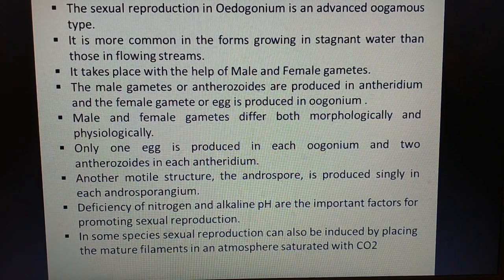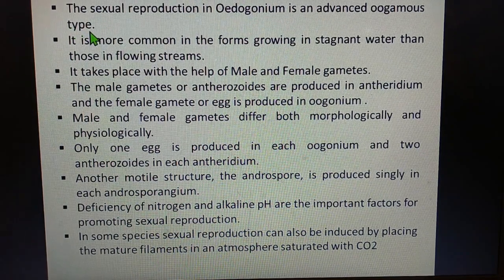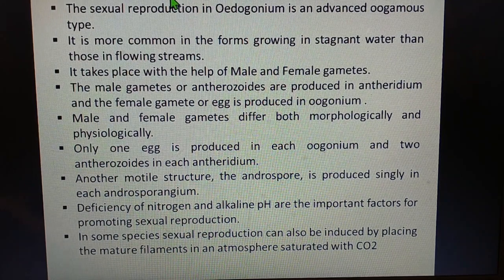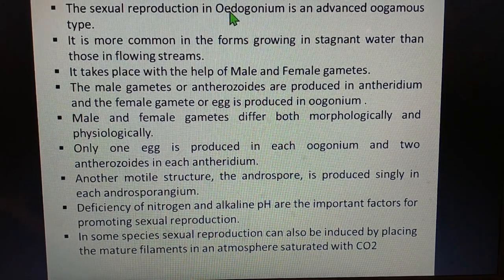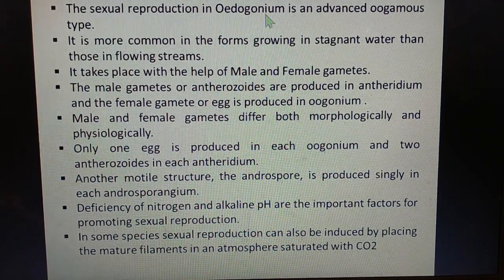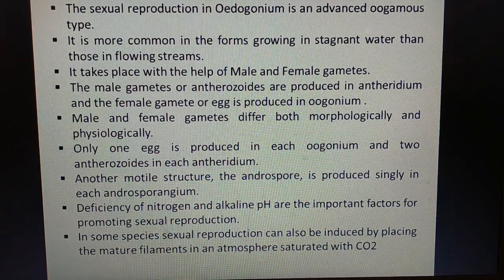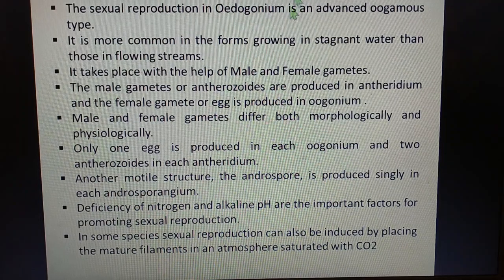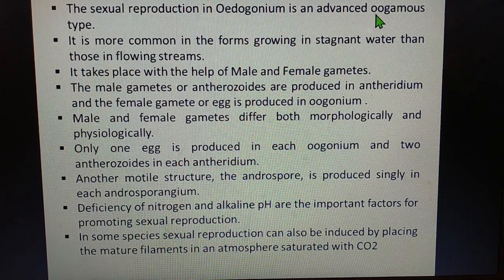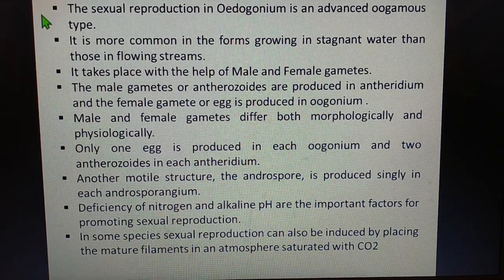Here the sexual reproduction is an advanced oogamous type. Oogamous is that type of sexual reproduction which occurs due to the union of a mobile male gamete and an immobile female gamete. That means the male gamete is mobile, it can move, whereas the female is immobile. That type of reproduction is referred to as the oogamous type.